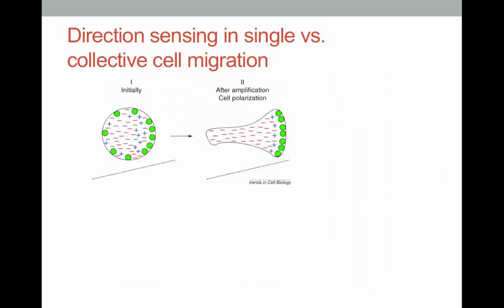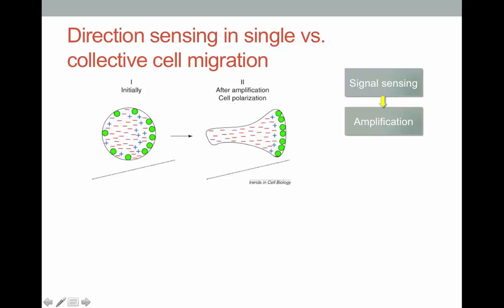Before we go to that, a brief introduction to direction sensing in cells. This is a single cell, and when you place this cell in an extracellular chemical signal, which instructs it where to migrate, the area of the cell facing more chemical signal will be more activated, and the area facing less signal will be less activated. So the first part is signal sensing in different parts of the cell. After that, intracellularly, there is a signal amplification process, so the front of the cell becomes more front and the back becomes more back.